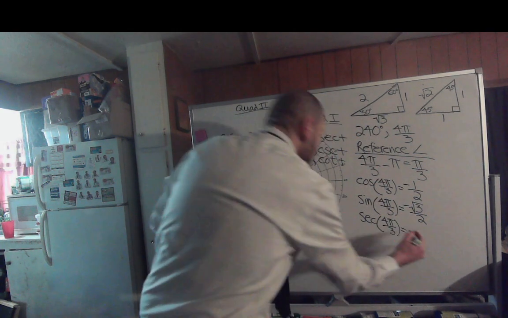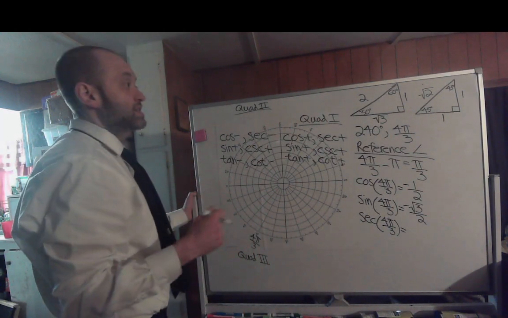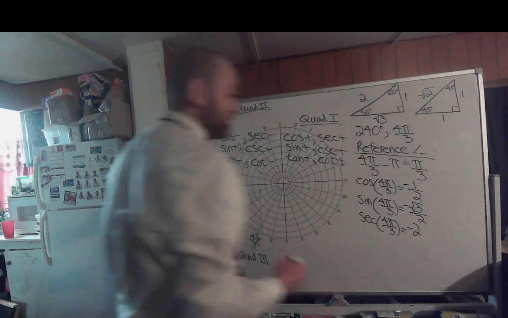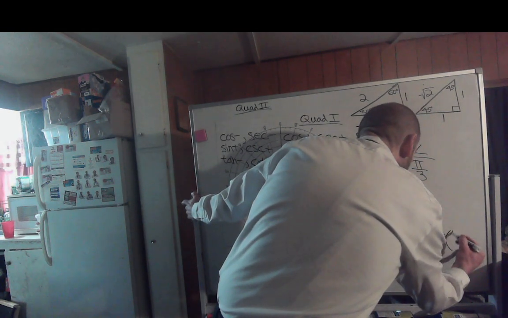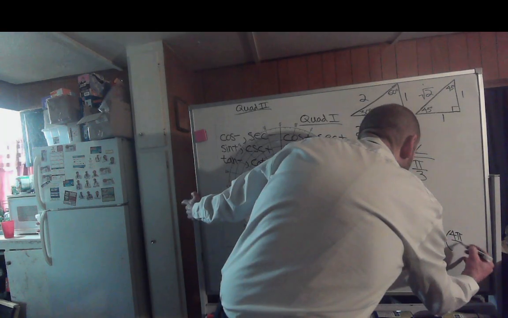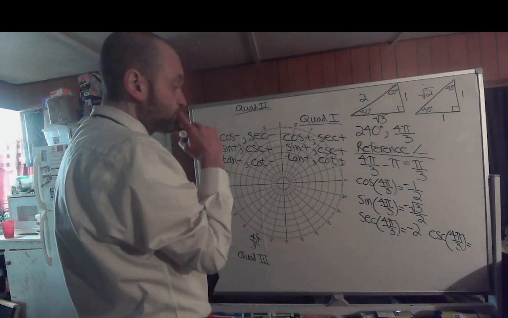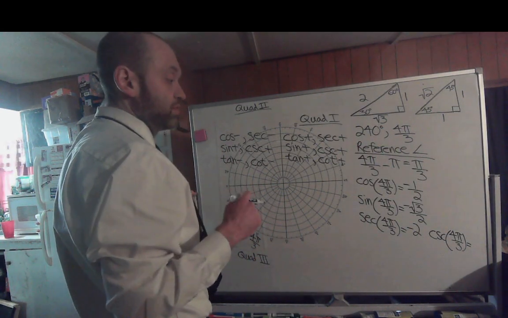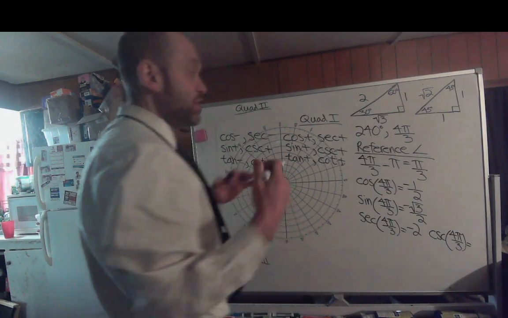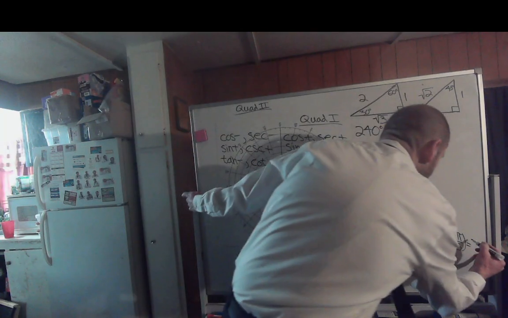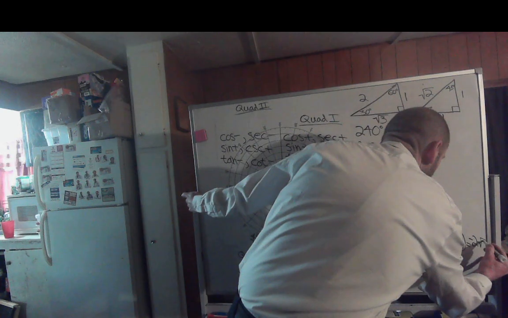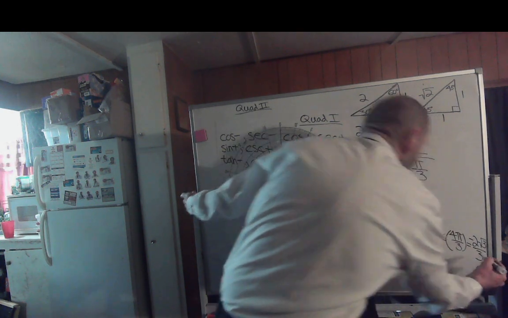Now what about your secant of 4 pi over 3? Well, if your cosine's negative, so is your secant. So you would end up getting negative 2 for your secant. Now what about your cosecant of 4 pi over 3? The cosecant is the reciprocal of sine, and since your sine's negative, your cosecant's also going to be negative. So that would be negative 2 times the square root of 3 all over 3.